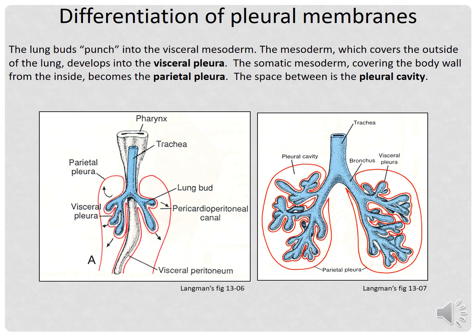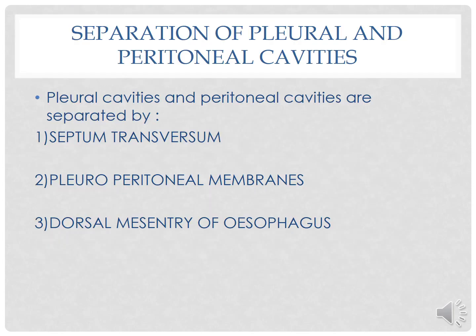So here we can also see how these lung buds punch into the visceral mesoderm, and the mesoderm lying outside the lung develops into the visceral pleura, whereas the mesoderm near the body wall develops into the parietal pleura. So we have seen that the mesodermal extensions, pleuropericardial folds, separate the pleural cavity from the pericardial cavity.